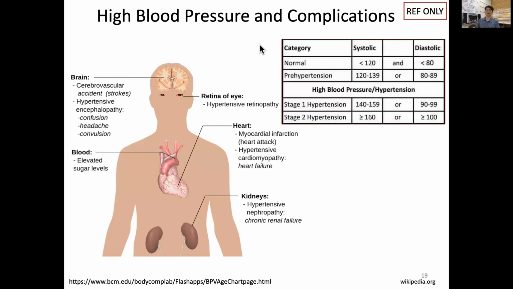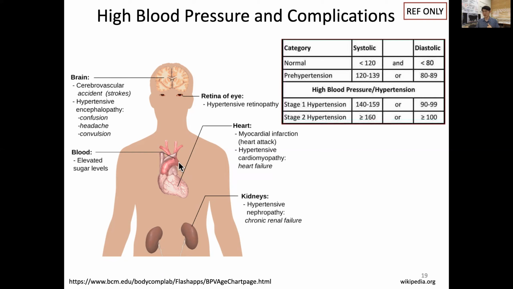And why does this become a problem? Because there are many risks involved with high blood pressure, such as cerebrovascular accident, where stroke can happen more, and hypertensive encephalopathy, where pathy means that this kind of pathology is involved. So you can have confusion, headache, and convulsions. The retina of the eye is also sensitive to pressure, and if there's hypertension, then hypertensive retinopathy affects our retina.